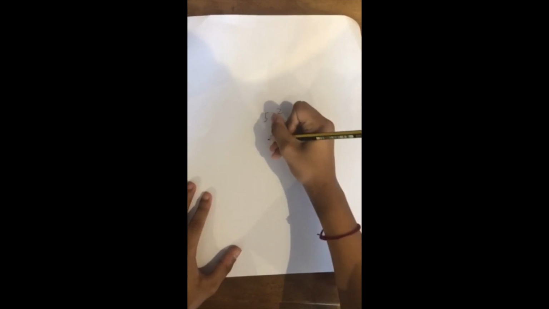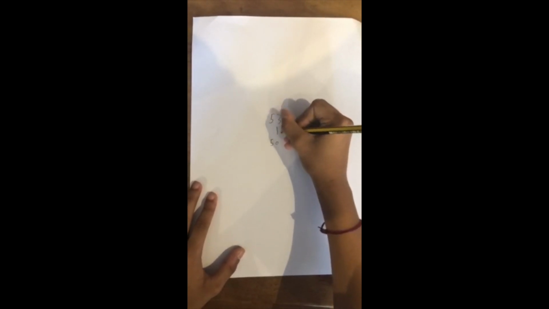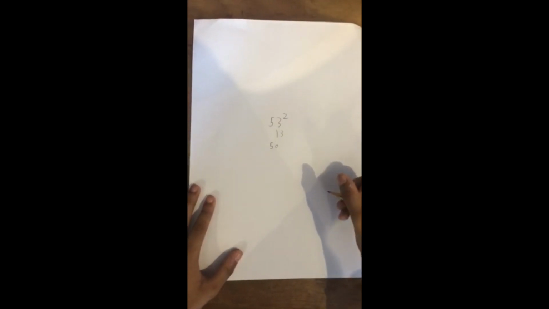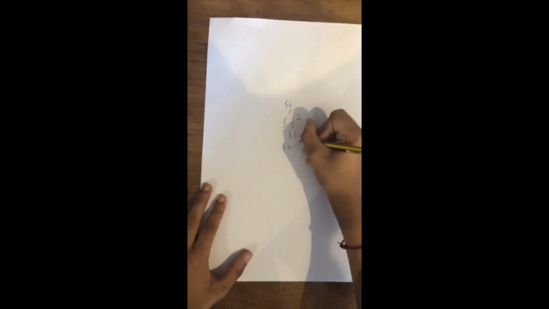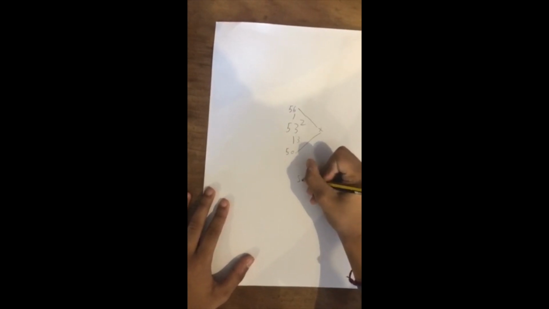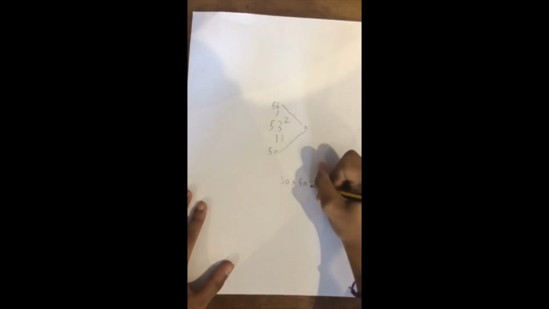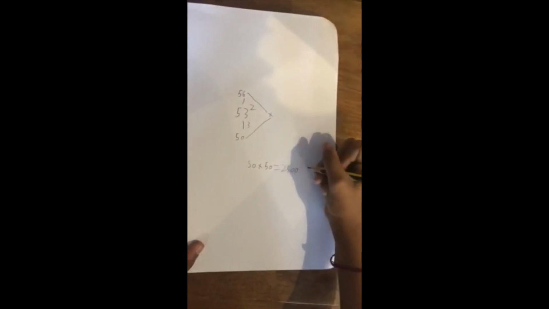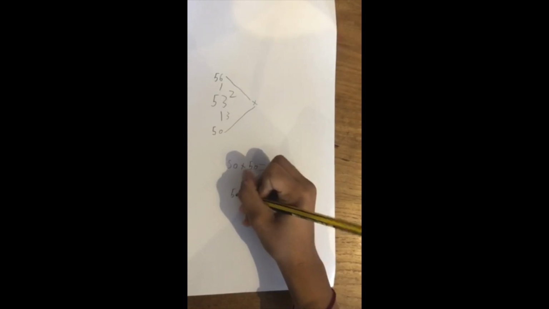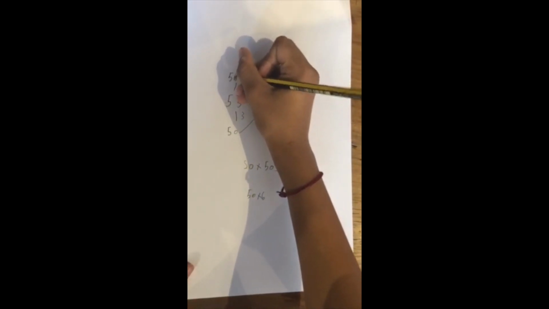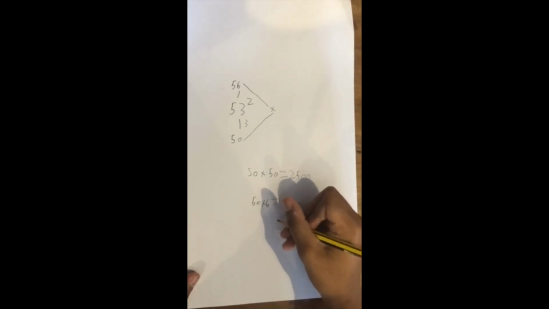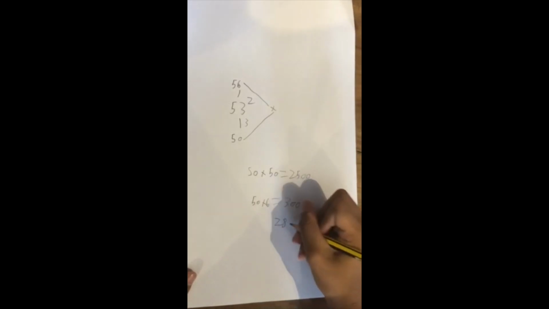53 squared. Now I have to round it to the nearest friendly number, which is 50. Now what goes down must go up, or what goes up must go down. So it becomes 56. Now you have to multiply these numbers together. So a quick way to do it is 50 times 50 equals 2,500. And then you can do 50 times 6, because that's your remaining here, equals 300. Now you just add these numbers together, and you get 2,800.